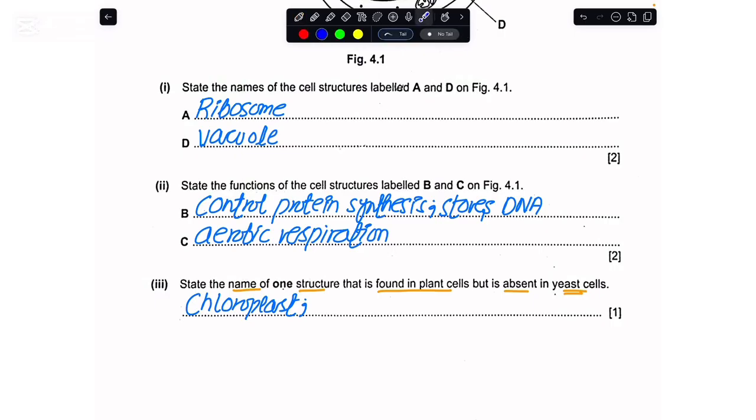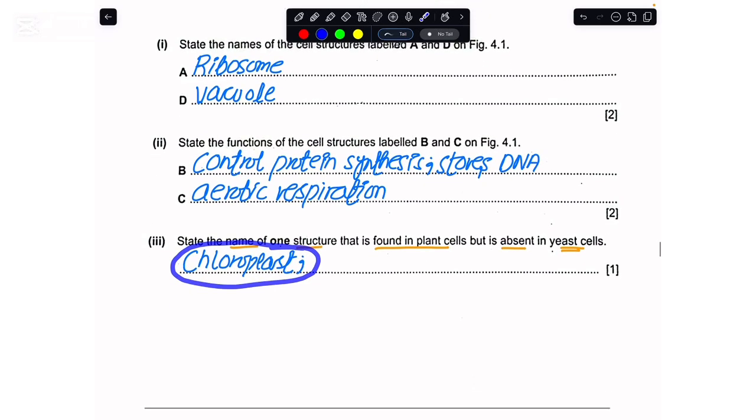So we know it is a chloroplast. And chloroplast is something that allows the plant cells to photosynthesize. Yeast cells are strictly heterotrophic, they would never have this chloroplast in them.